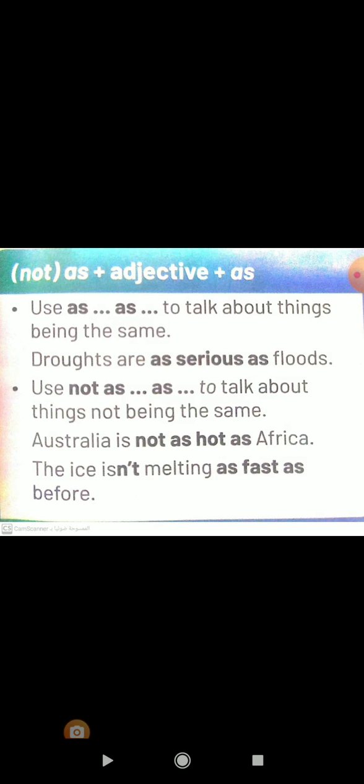In the negative form, we use not as plus adjective plus as to talk about things not being the same. For example, Australia is not as hot as Africa. The ice isn't melting as fast as before.